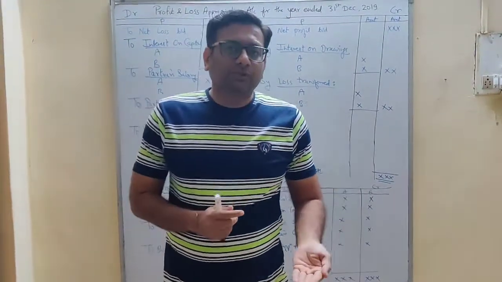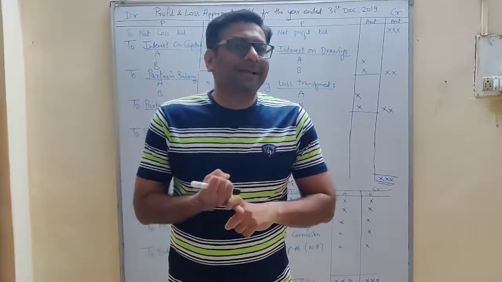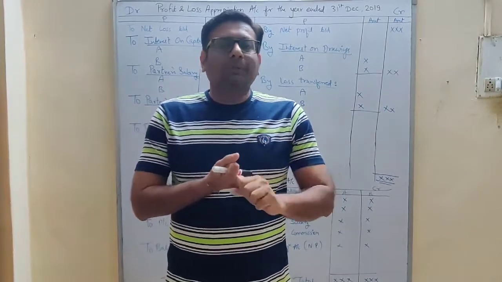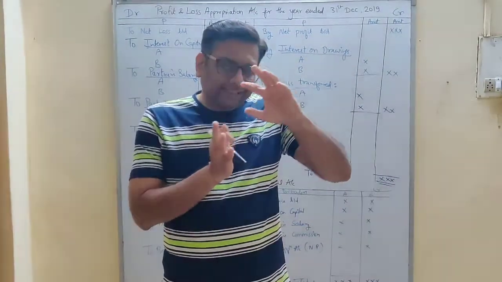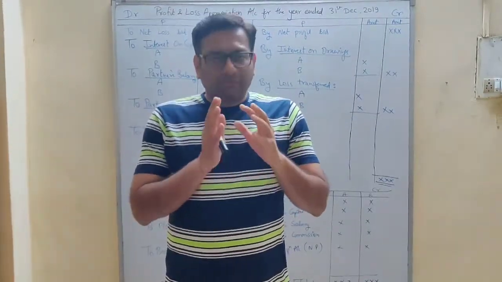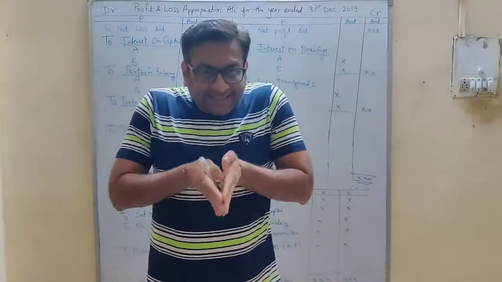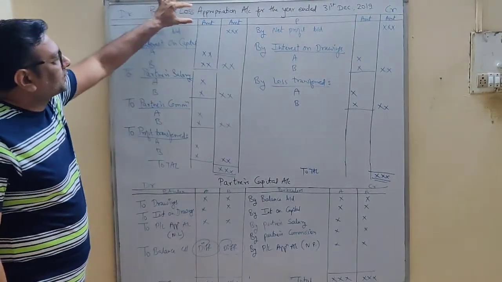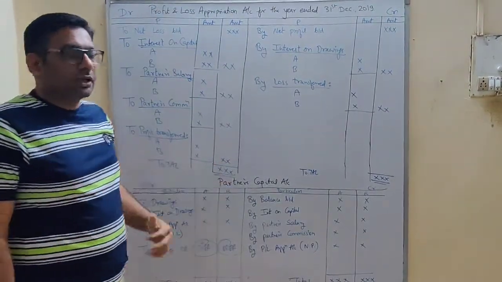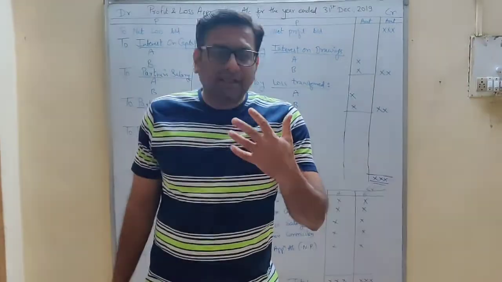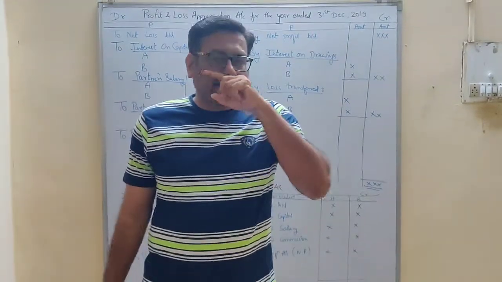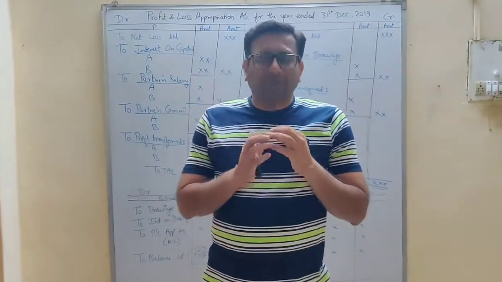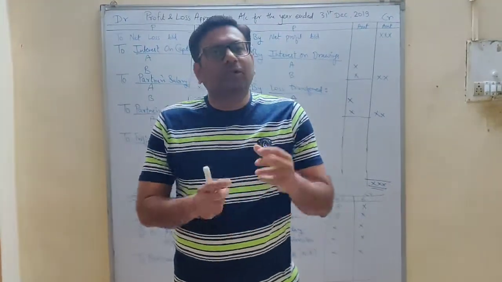In the previous videos we have already seen how to make trading account, how to make profit and loss account and how to make balance sheet. All those three things were there in class 11. In class 12, these two things are new: appropriation account and capital account. So I want you to pay attention and learn it very clearly. And if you don't understand at the first attempt, replay the video, watch it again to understand it.